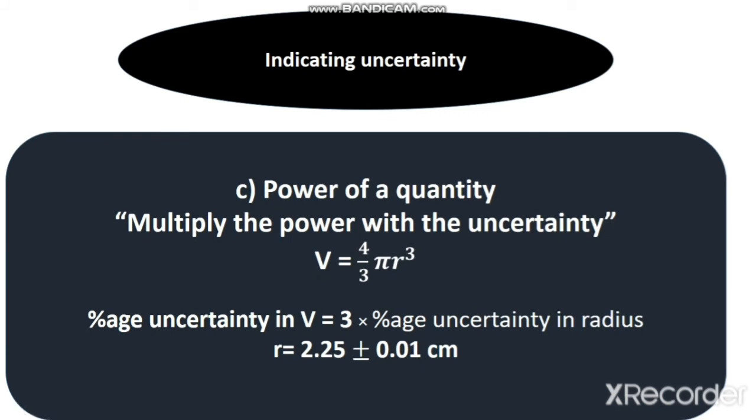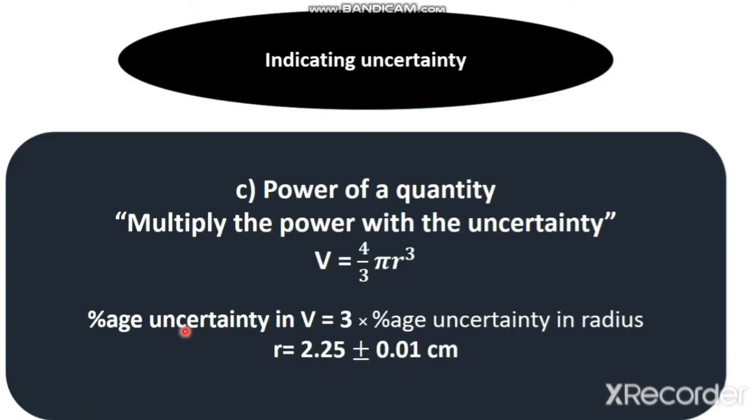Now rule number 3 is for power factor or power of a quantity. So in case of power or exponent, the exponent is multiplied by the percentage uncertainty, and in this way we can calculate the final uncertainty in the result. For example, we are asked to calculate the volume of a sphere, and to indicate the uncertainty in the final result, the formula is V is equal to 4 by 3 pi r cube. 4 by 3 pi is constant, and R is measured by using an instrument as 2.25 plus minus 0.01 centimeter, where 0.01 is the least count or absolute uncertainty of the measuring instrument.